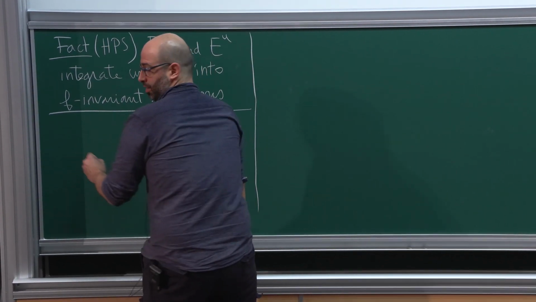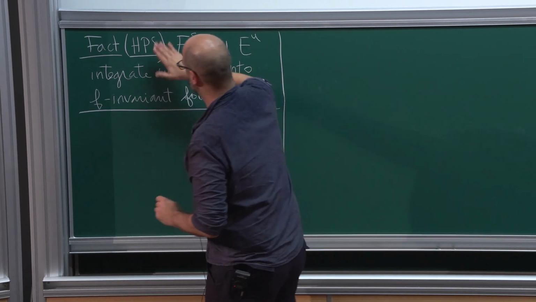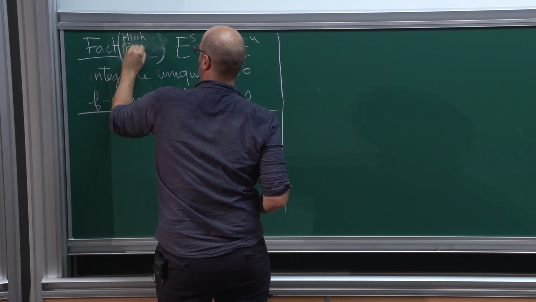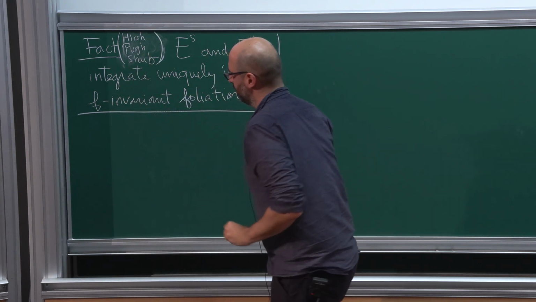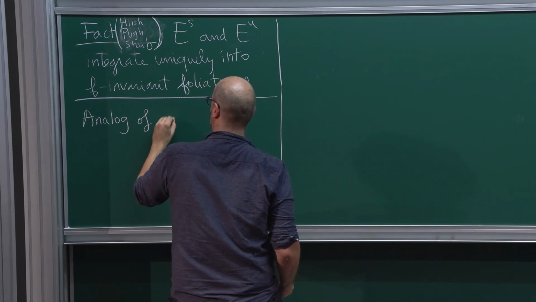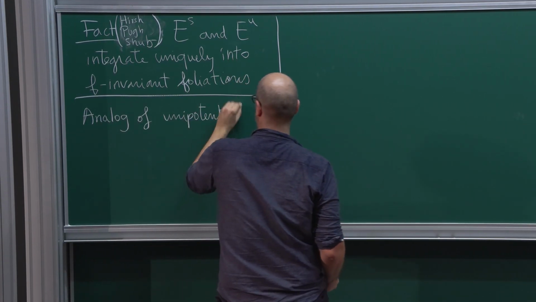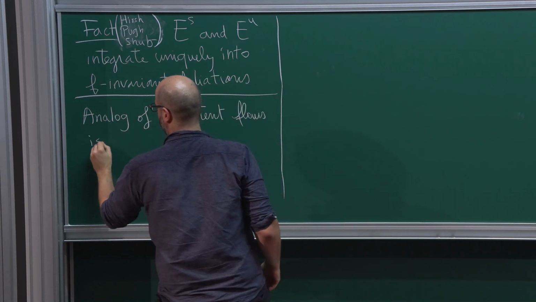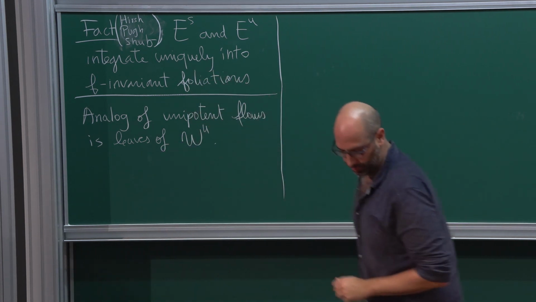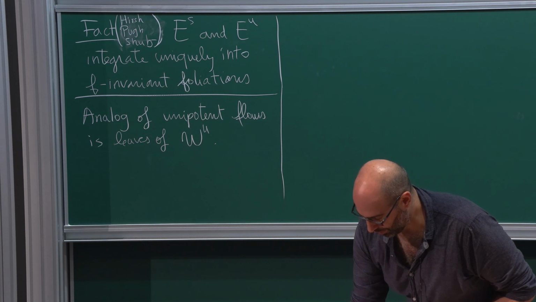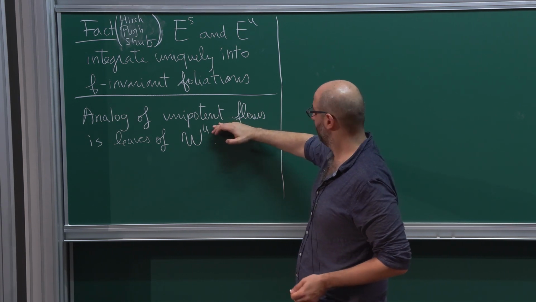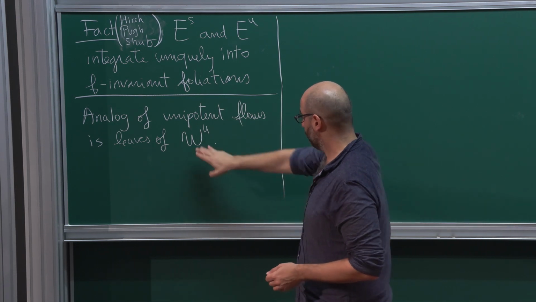So the HPS? Hirsch, Pugh, and Shub. So, let me write. So the analog is leaves of W^U. And so what I'll try to discuss is the problem of trying to describe the orbit closures or some relevant measures associated to these flows, to this foliation.